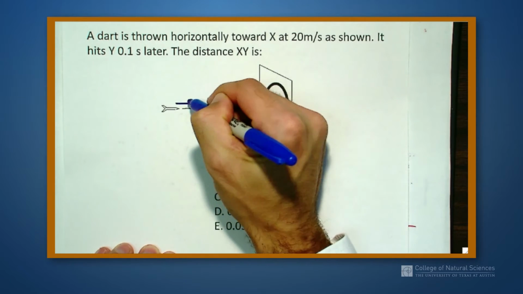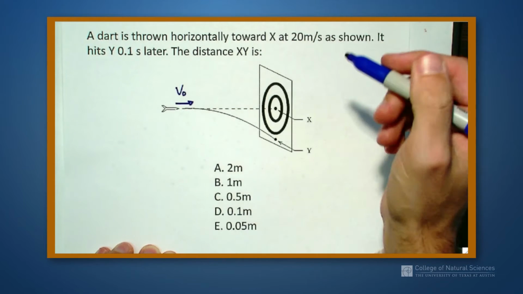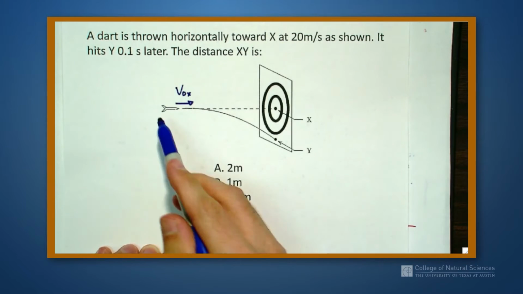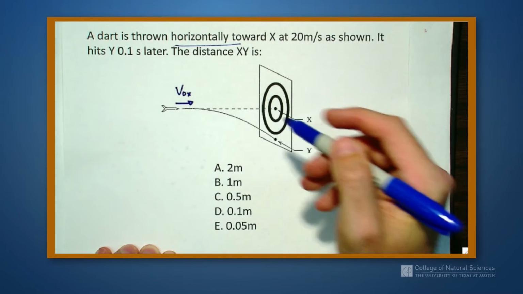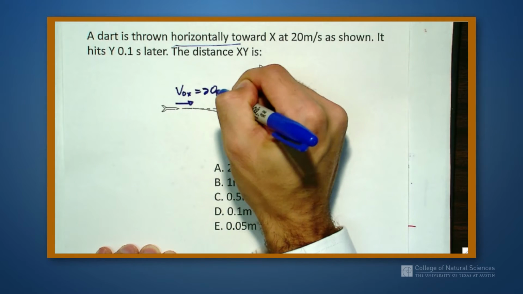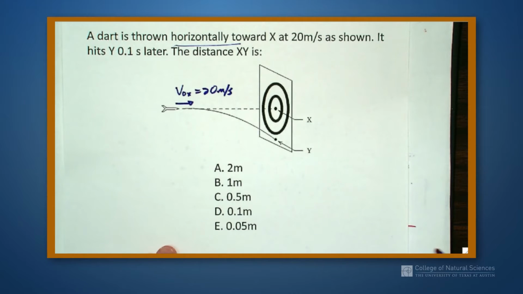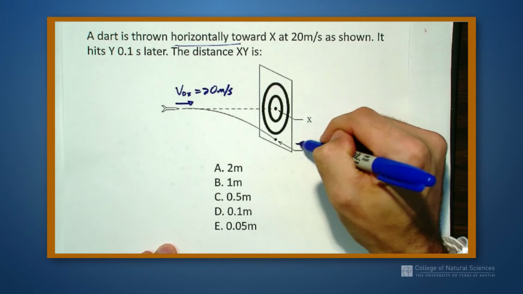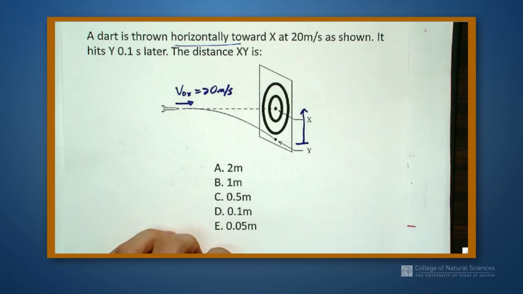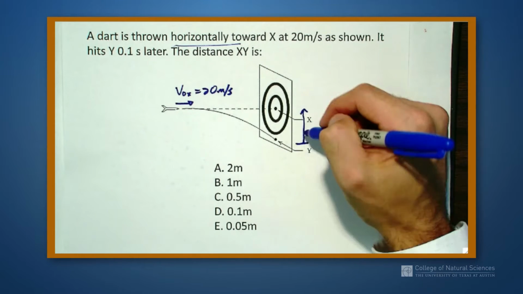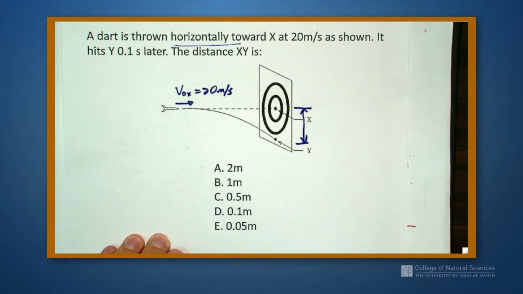So we know that this thing is given some initial velocity, which is actually in the x direction. It's thrown horizontally, so this is 20 meters per second. Well, it's kind of an interesting problem because really what they want to know is this distance. Now they want to know the distance between these two guys.